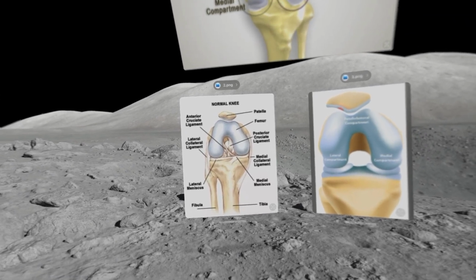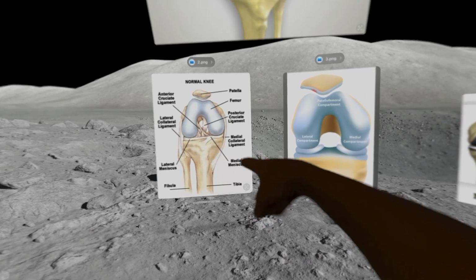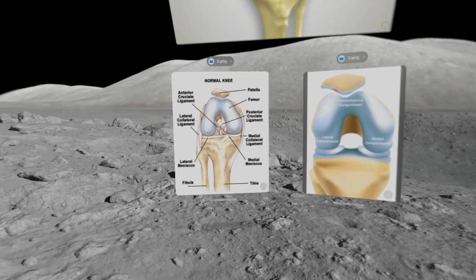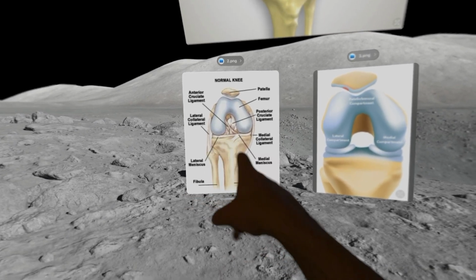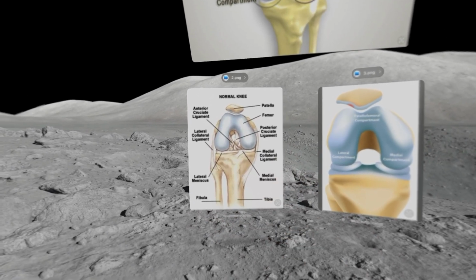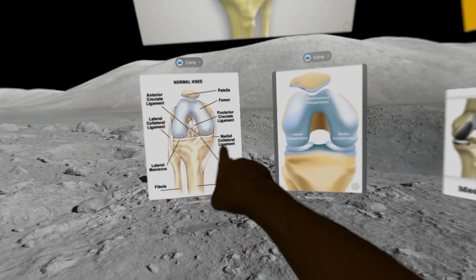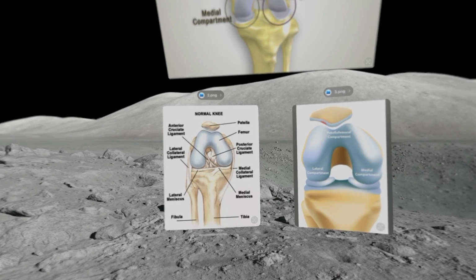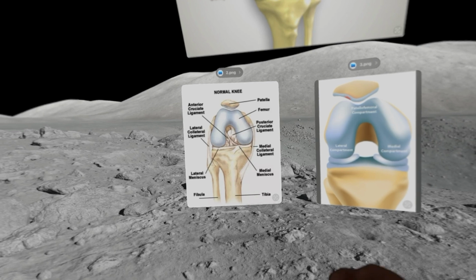We have all of our ligaments. We have our lateral collateral ligament on the lateral side. We have our medial collateral ligament on the medial side. So that's your LCL and your MCL. We have our anterior cruciate ligament and our posterior cruciate ligament, ACL and PCL. And then we have our meniscus, the lateral meniscus and the medial meniscus. So our ligaments are these tight bands that help stabilize the knee.